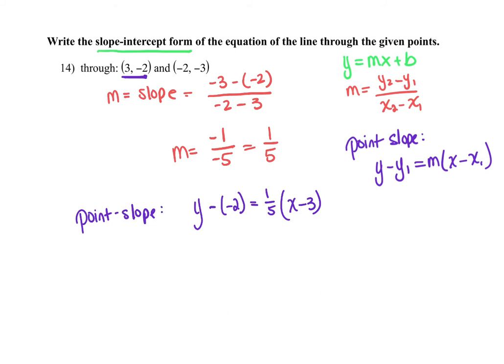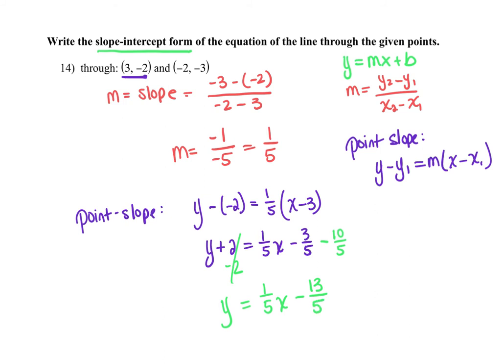And then to get it in slope-intercept, just algebra here, right? So we're just going to move the numbers over. So this is y plus 2. Distribute your 1/5. So we have 1/5 x minus 3/5. Subtract that 2 over. 2 over 1 is 10 over 5, right? So y equals 1/5 x minus 13/5. And that is my answer. So I am done there.